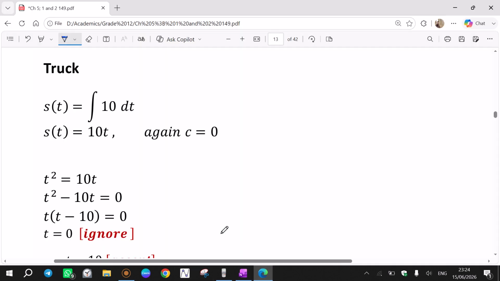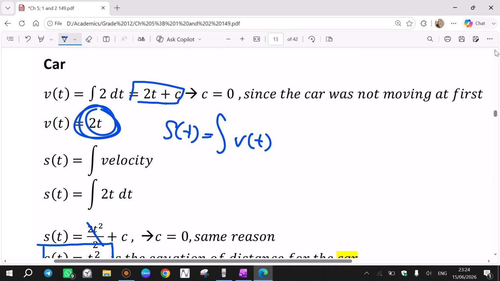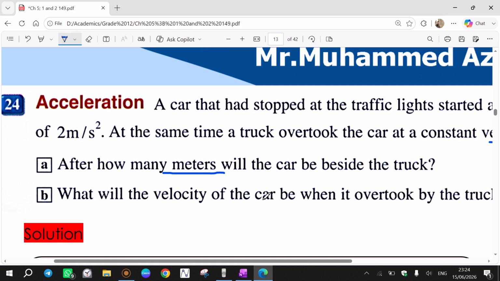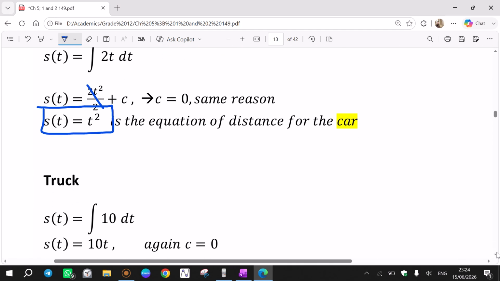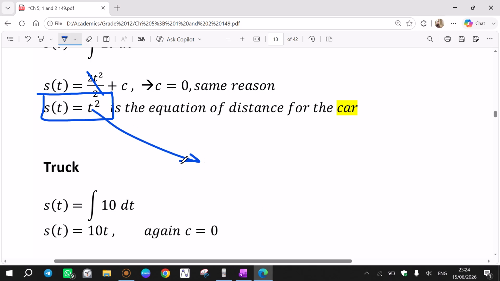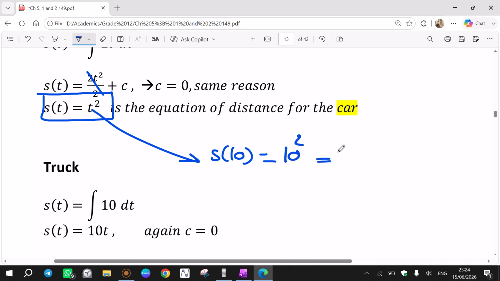But if we look back, the question says after how many meters. It does not say after how many seconds. Now I know the time where the truck and the car are actually beside each other. Put this time into s of t. It doesn't matter if we use s of t of the car or s of t of the truck. Now I know t equal to 10. So s of 10 equals 10 squared. 10 squared equals 100. That means the car and the truck will be beside each other after 100 meters.